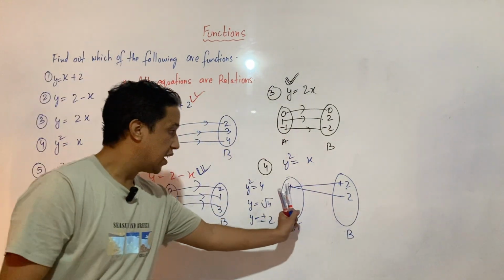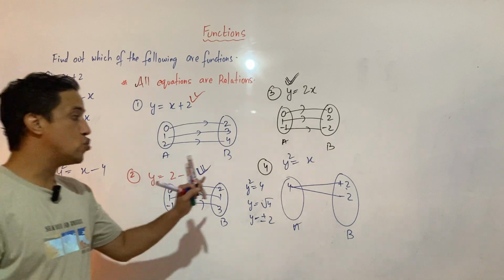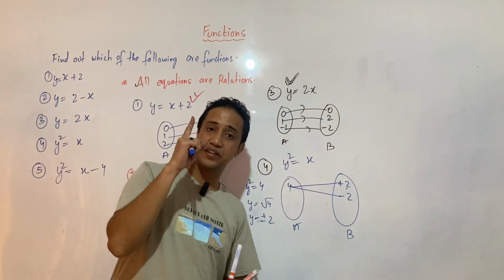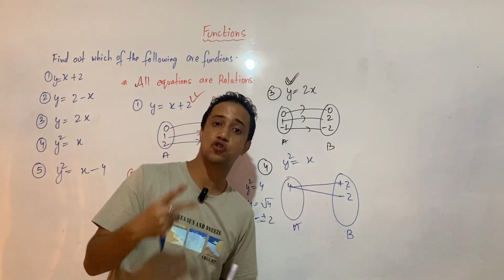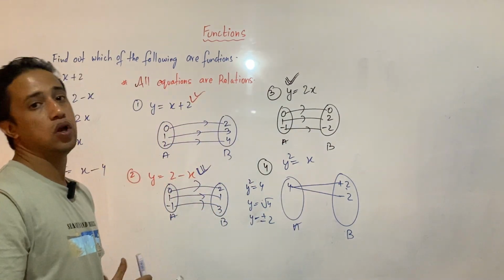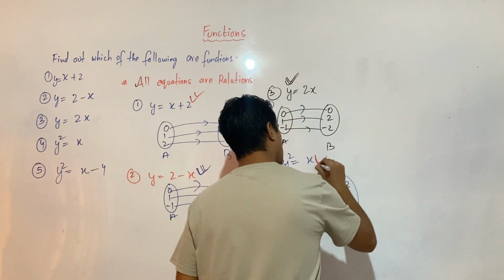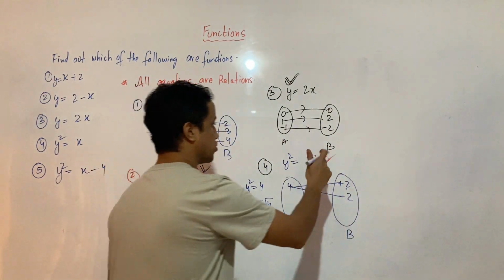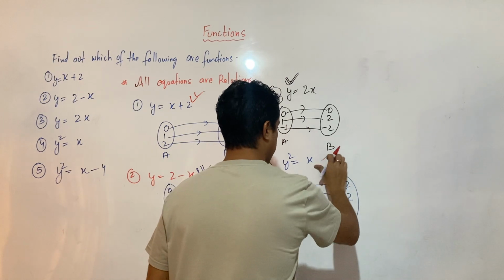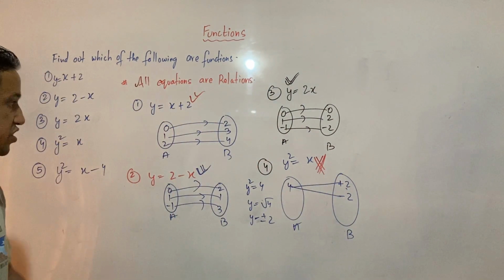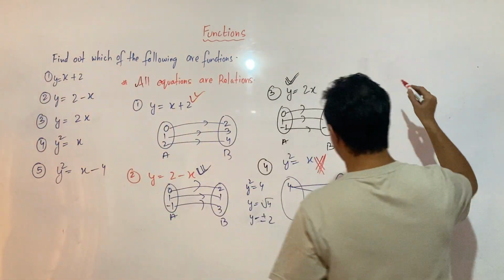So you are going to have the elements where for one input you are going to have two outputs, right? So which means that it is not a valid function. Okay, so this is not a function. Now come to number 5.